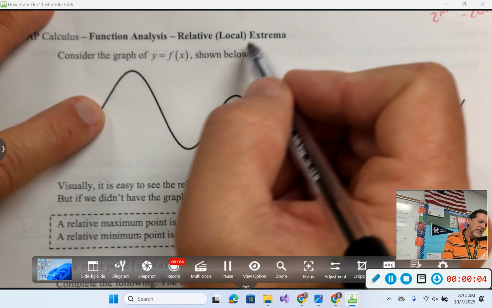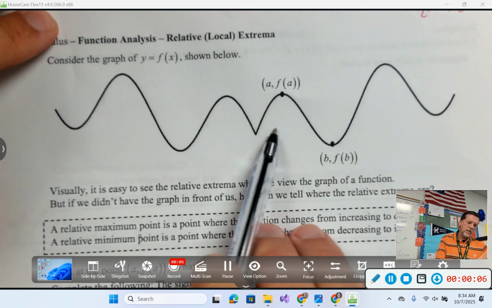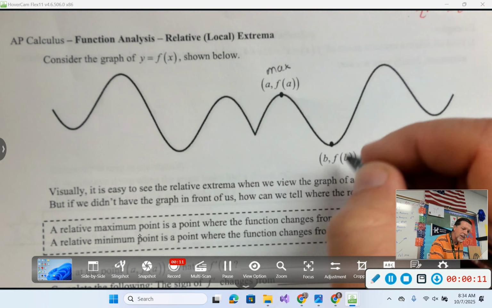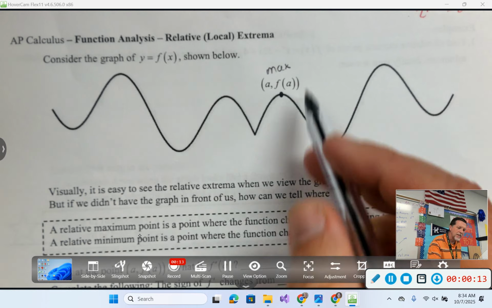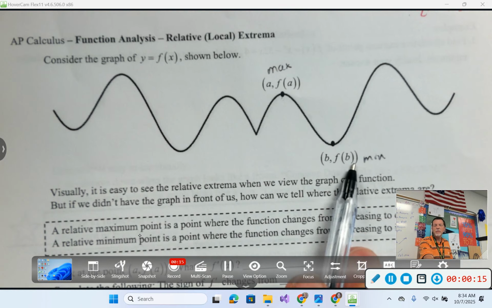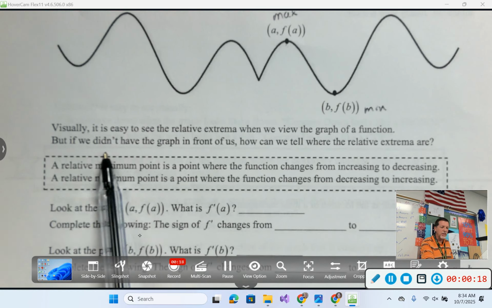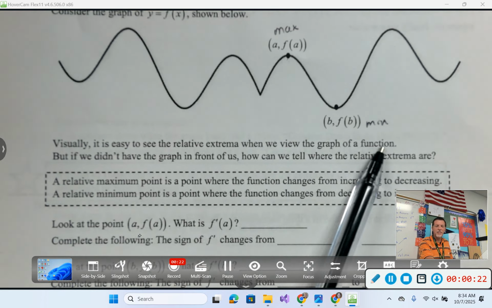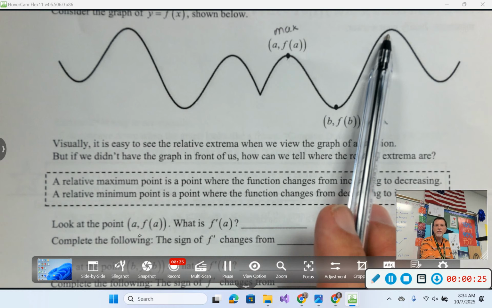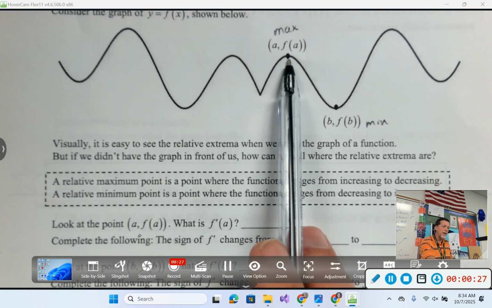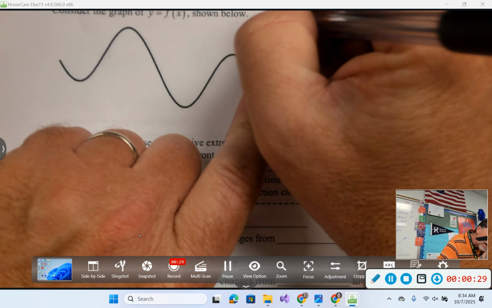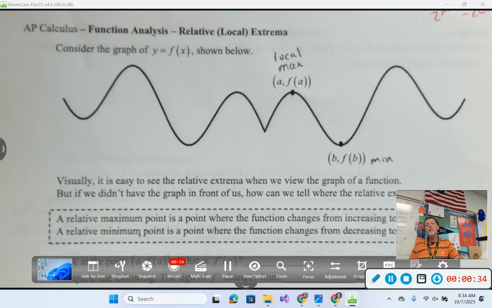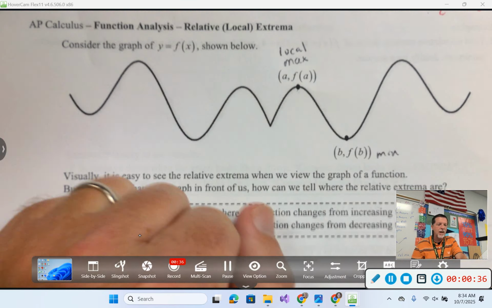Function analysis, local extrema. Again, just by looking at it, that's clearly a max, that's clearly a min, because that's the top of a mountain, that's the bottom of a valley. Visually, it's easy to see the relative extrema when we view the graph of a function. There's the top of a mountain. There's another mountaintop. This mountaintop's bigger than that mountaintop, but maybe I should be more specific. That makes that a local max. It's not the overall max, but locally it's at the top of a mountain.